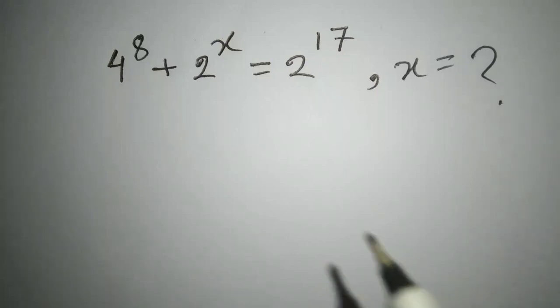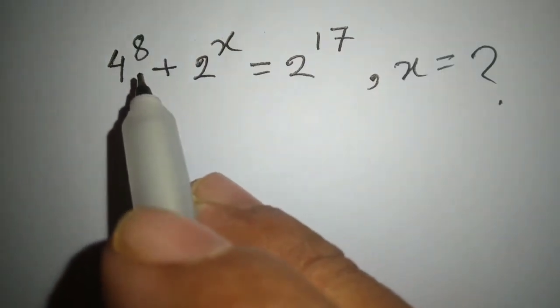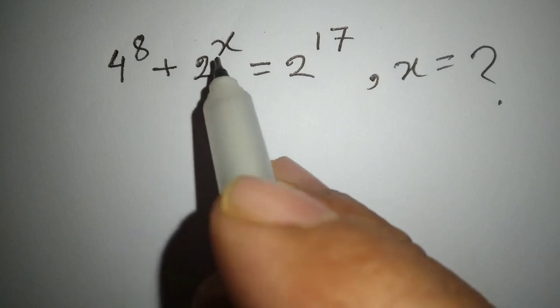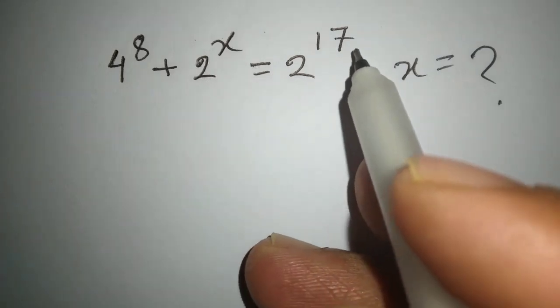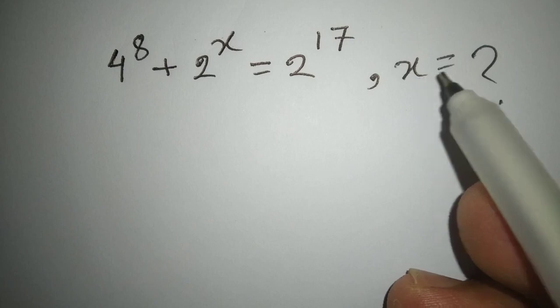Hi guys, this is a nice exponential math problem: 4^8 + 2^x = 2^17, and we have to find the value of x.